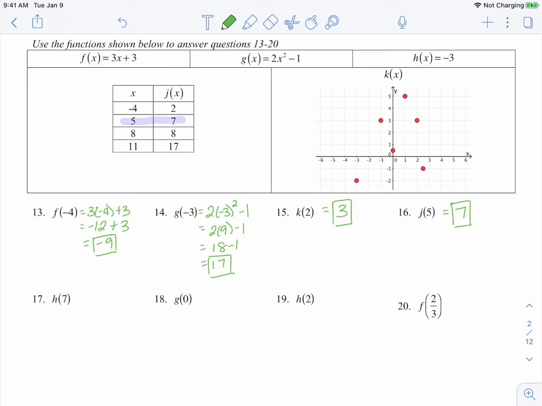For our next one, we have h of 7. Well, if I look at my function, h of x is -3. That's going to be our horizontal line, so our output is always -3. So no matter what the input is for h, the output is -3.